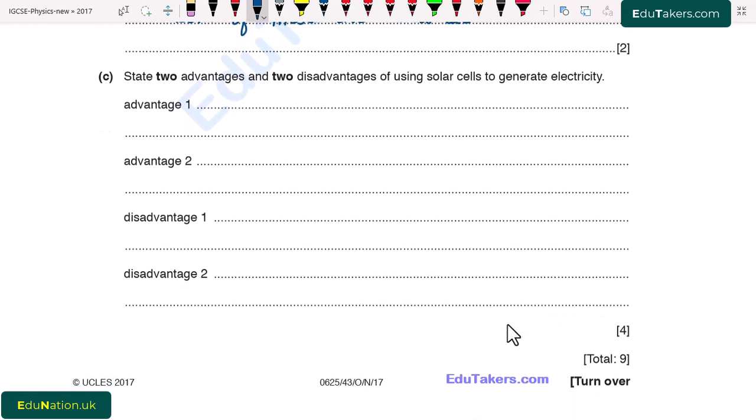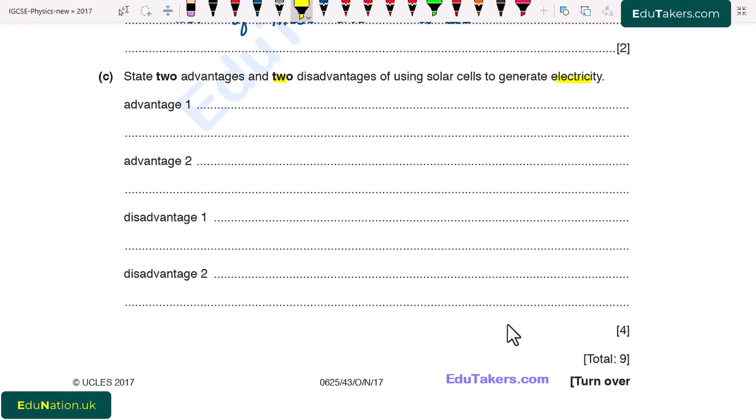Part C. State 2 advantages and 2 disadvantages of using solar cells to generate electricity. So here we have to state the 2 advantages and 2 disadvantages of using the solar cell to generate electricity. So first of all, the solar cell does not cause pollution. It's the advantage of the solar cells. So I write here it does not cause any pollution.